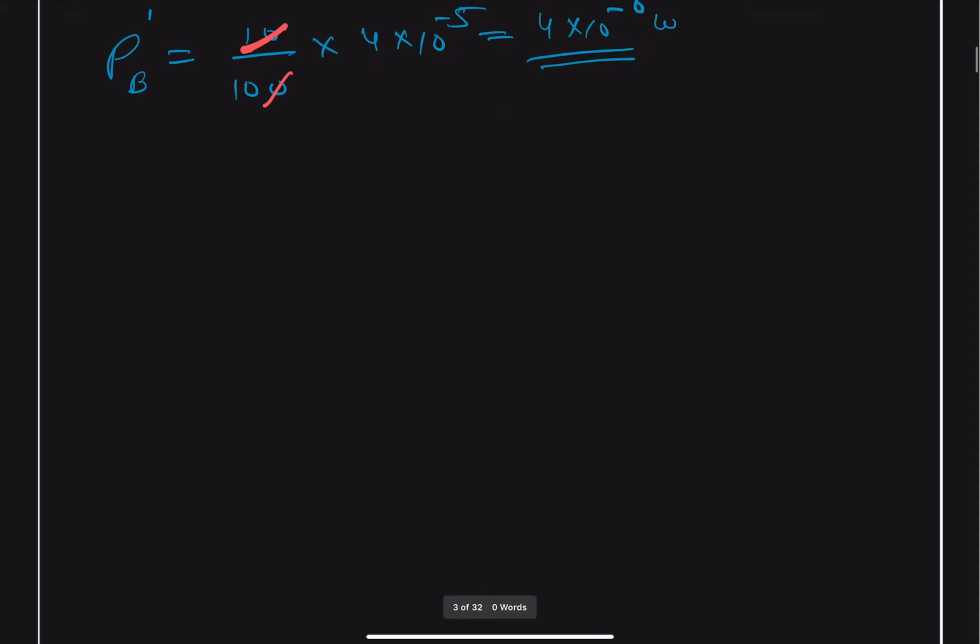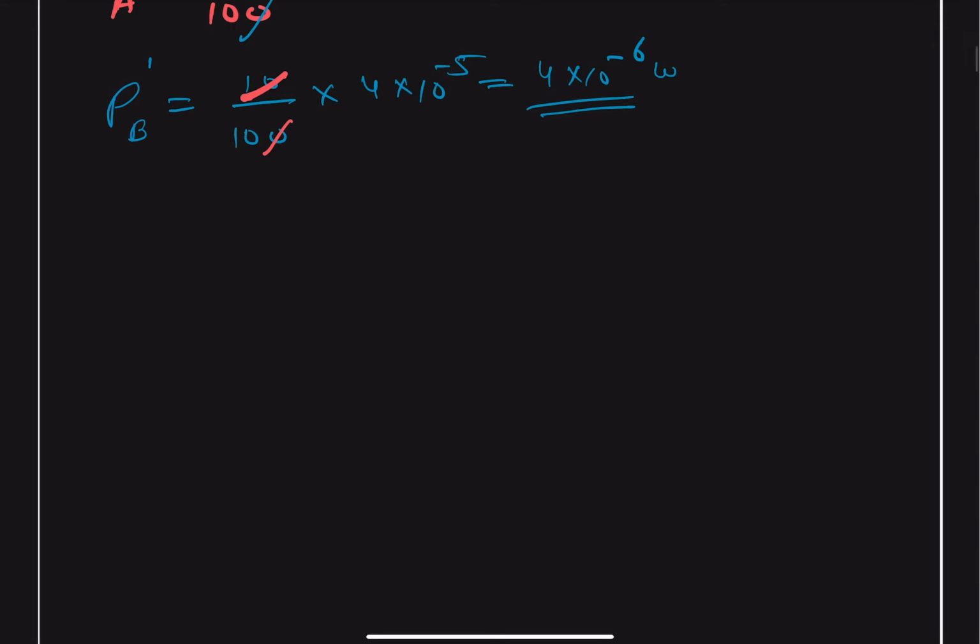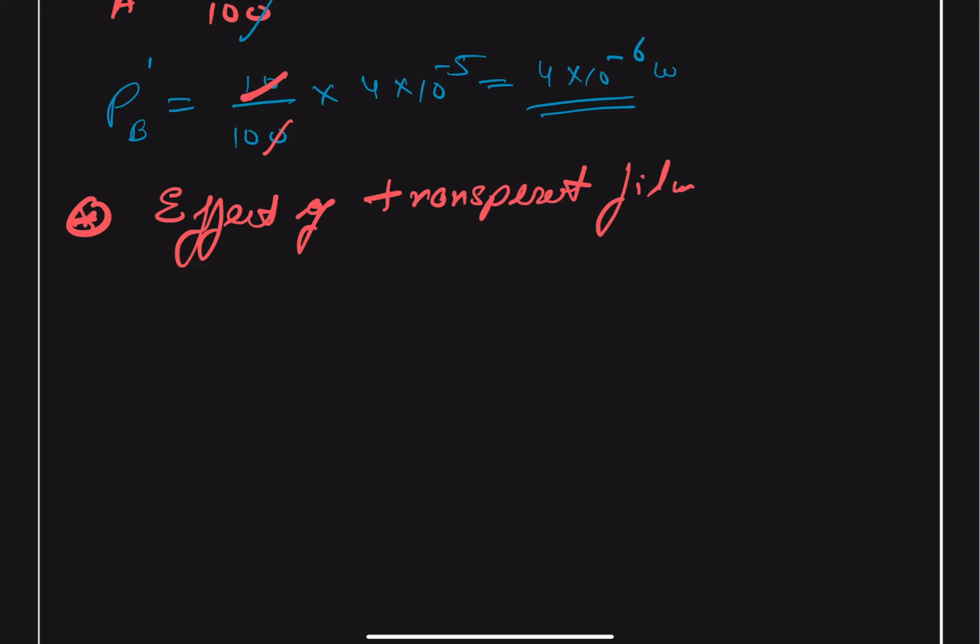And there is a transparent sheet in front of the aperture A. So we have to find out the effect of the transparent film, and this transparent film is going to introduce a phase difference. The effect of the transparent film will be a phase difference.